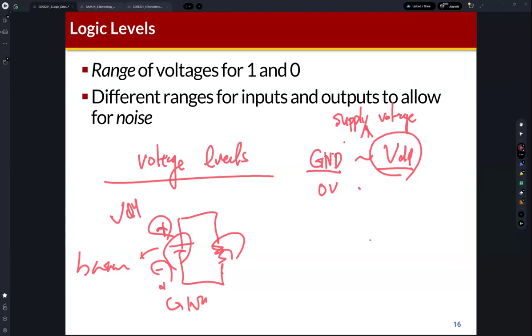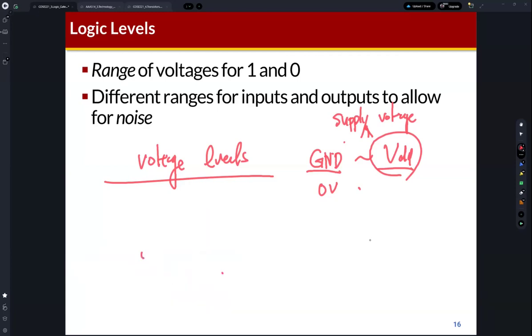So when we implement a circuit, the circuit signals, analog voltage signals, change from ground to VDD, the supply voltage. And usually for modern CPUs, we use 1 volt for the VDD level. It was higher in the previous generation of CPUs, but recently most CPUs use 1 volt for their supply voltage level.